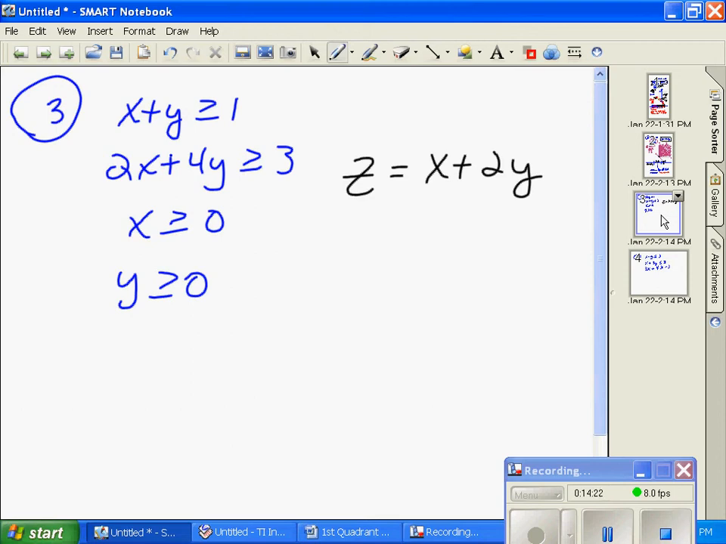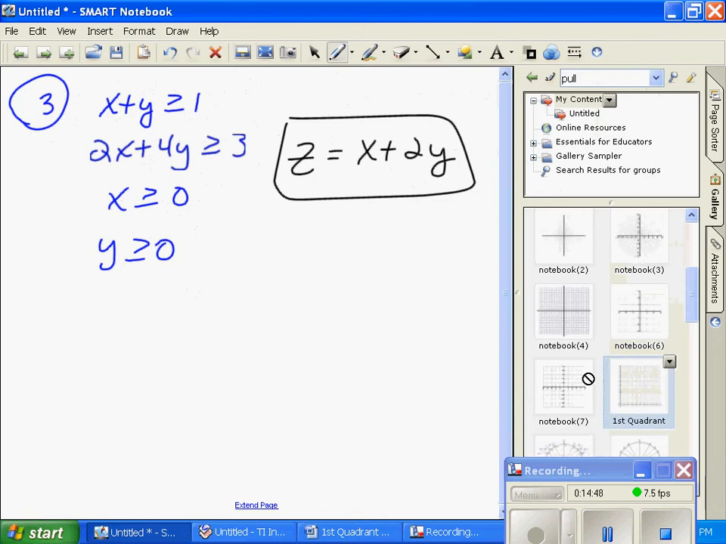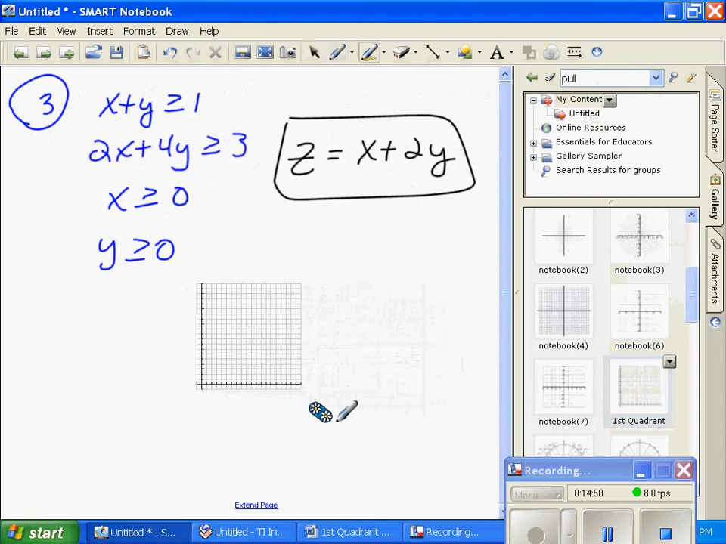Okay, let's do another one here. We're going to minimize this one. Okay. So I have x plus y, make sure I wrote my equations down right. x plus y is greater than or equal to 1. 2x plus 4y is greater than or equal to 3. Yes, and I'm in the first quadrant. Is my z equation x plus 2y? Yep. Okay, so once again, we're going to start by graphing these equations.